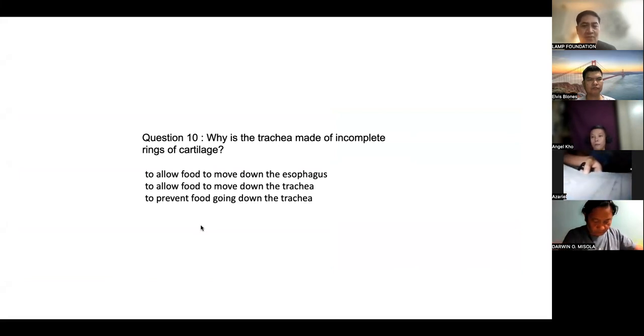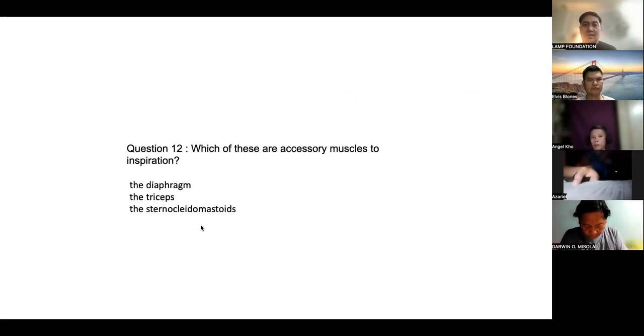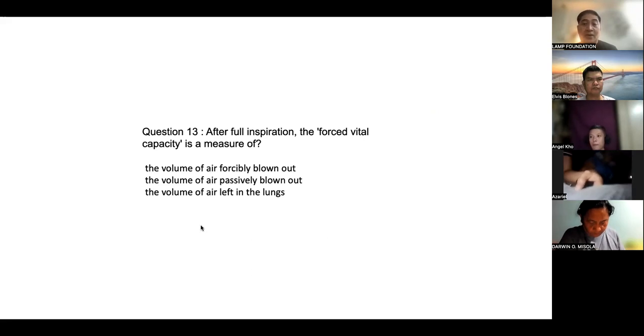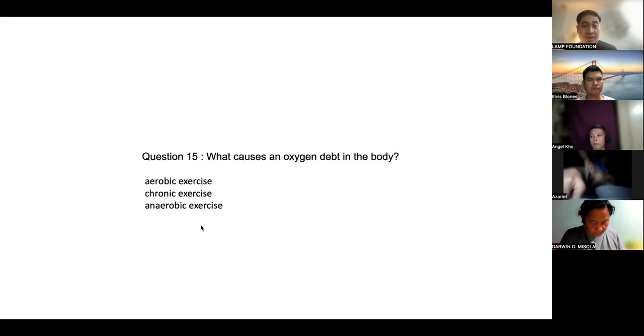What is the function of the epiglottis? To prevent food going down the trachea. Which of these are accessory muscles to inspiration? The sternocleidomastoids. After full inspiration, the forced vital capacity is a measure of the volume of air forcibly blown out. What does the pressure in the lungs do during expiration? It increases. What causes an oxygen debt in the body?